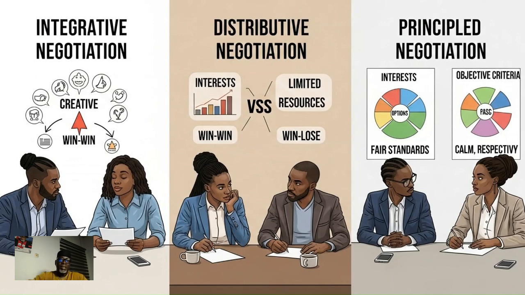And the third one is principled negotiation. Like we said, it is based on the Harvard Negotiation Project, which approaches negotiation by emphasizing four key principles. The first principle is to separate the people from the problem. The second one is to focus on interests rather than positions. The third is to generate a variety of options, and the fourth is to insist on using objective criteria.